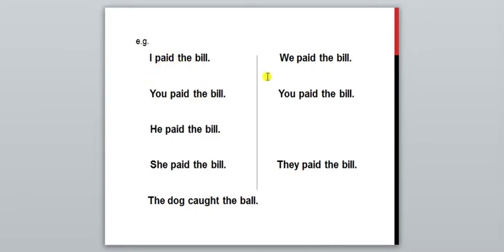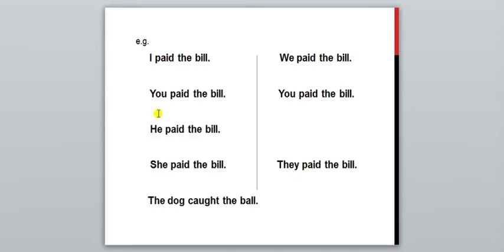I paid the bill. We paid the bill. We is the subject, paid is the past tense of verb, and the bill is the object. You paid the bill. This is the second person pronoun. You paid the bill. This one is also the second person pronoun. As I told you, this is singular and this you is the plural.